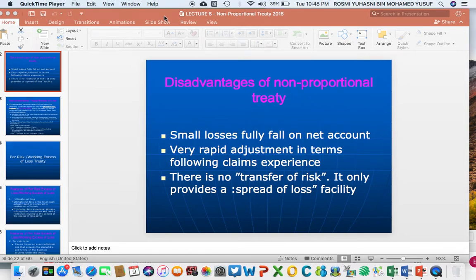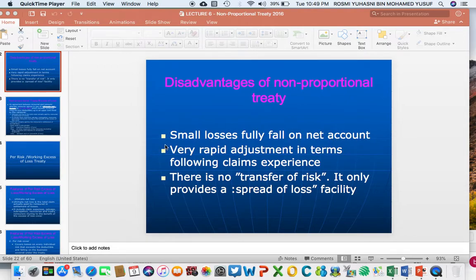Okay, this slide continues from where we stopped on the last slide. So, disadvantages of non-proportional treaty. There are three disadvantages of non-proportional treaty. Let's discuss one by one. Number one, small claims fully fall on the net account of the insurer.